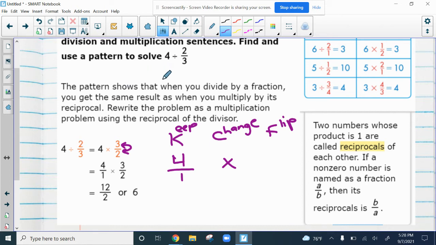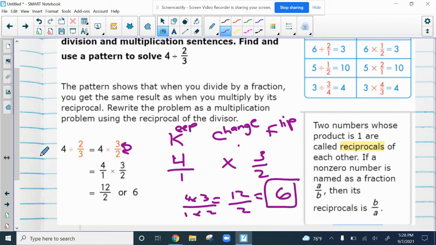My original problem was 4 divided by 2/3. 2/3 flipped over becomes 3/2. Now I just multiply like normal. I have now changed this into a multiplication sentence. So I do my tops, 4 times 3, which is 12. I do my bottoms, 1 times 2 is 2. 12 over 2 would be 6.